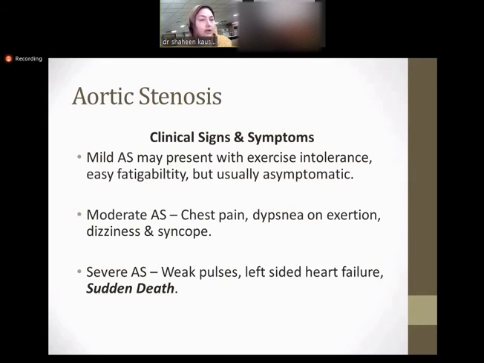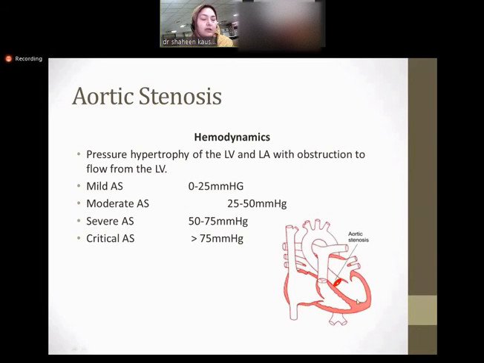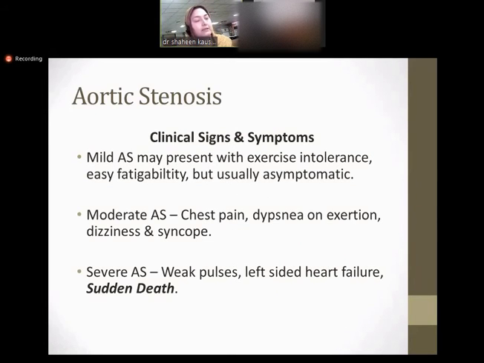As you can see, if during exercise the left ventricular outflow is obstructed, the availability of oxygenated blood to the systemic circulation is less than normal. So these symptoms due to decreased oxygenated blood may cause chest pain, dyspnea on exertion, dizziness, and syncope. Severe aortic stenosis may cause weak pulses or sudden death or sudden heart failure.